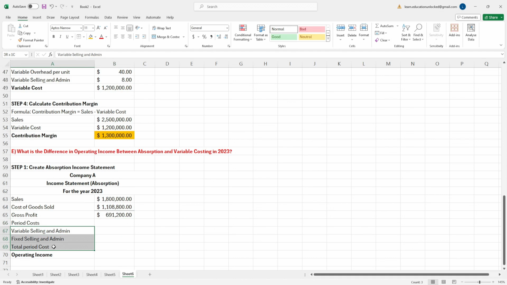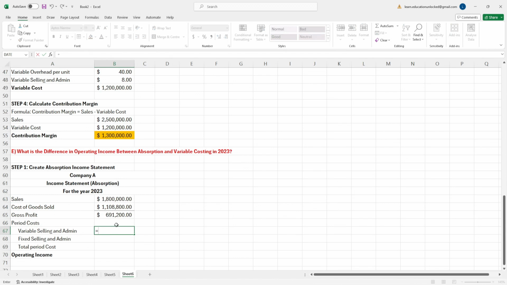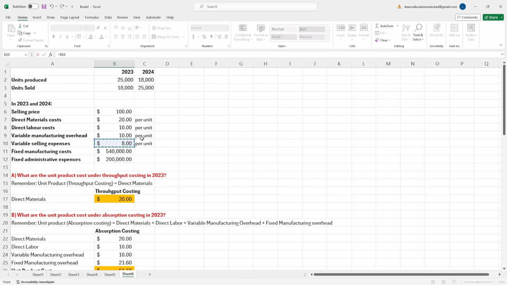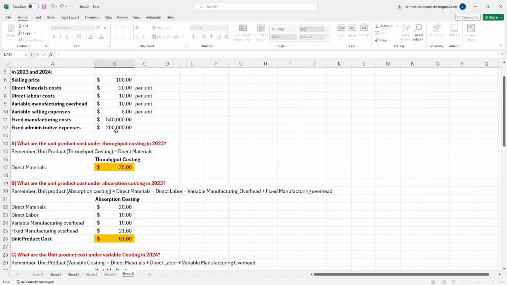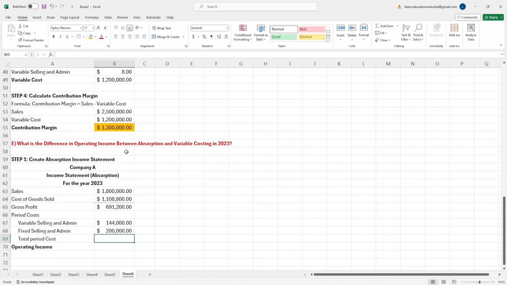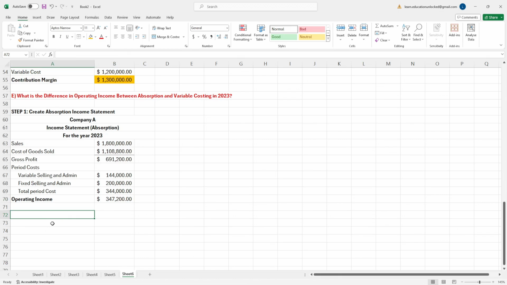And then period cost, which I'll put more to the side just so you can see it. Variable selling and admin: we can scroll up again. This is given, so it's $8 per unit times the amount of units sold. Fixed selling and admin is just given to us: admin expenses, 200,000. So total period costs, I'll just combine these two. And our operating income is gross profit minus our total period cost, which is 347,200. So that is our operating income for absorption.